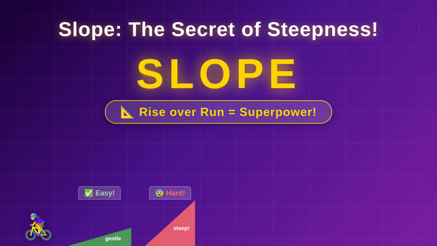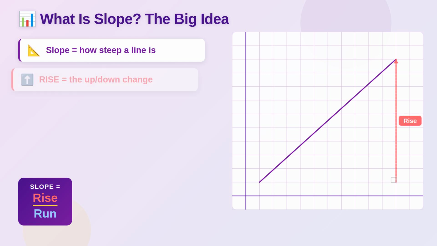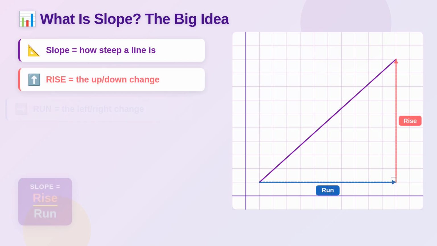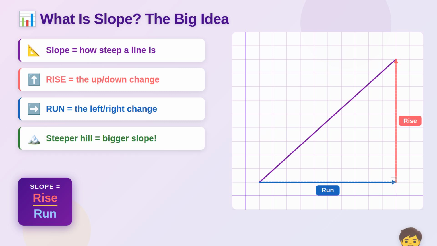Let's ride. So, what exactly is slope? Think of it this way. Slope tells you how steep a line is. Every time you move along a line on a graph, you're going two directions at once, up or down and left or right. The up or down part is called the rise. The left or right part is called the run. And slope is just rise divided by run. That's it. Rise over run.